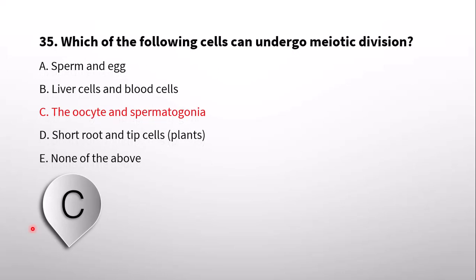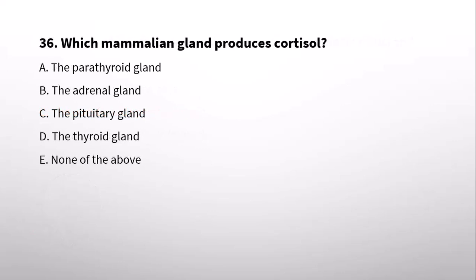Which of the following cells can undergo meiotic division? Sorry about the delay. C, the oocyte and spermatogonia. Yeah, oocyte and spermatogonia. Not the sperm and egg. Take care. The sperms and egg are the products of the meiotic division. So basically, when the oocyte and spermatogonia undergo meiotic division, they produce the sperm and the eggs. So the sperm and the eggs cannot undergo meiotic division.